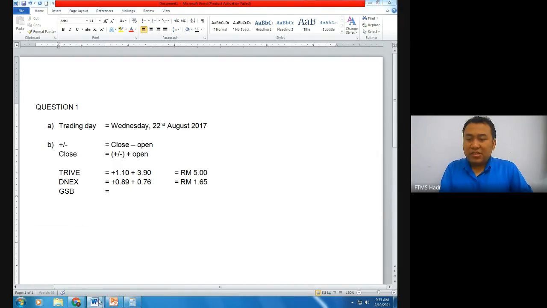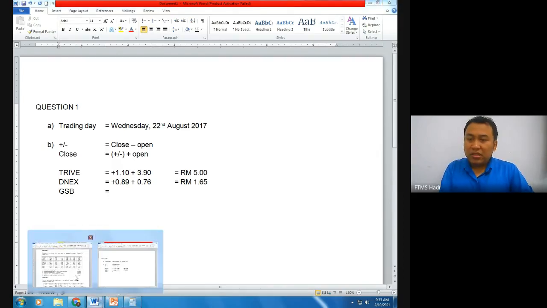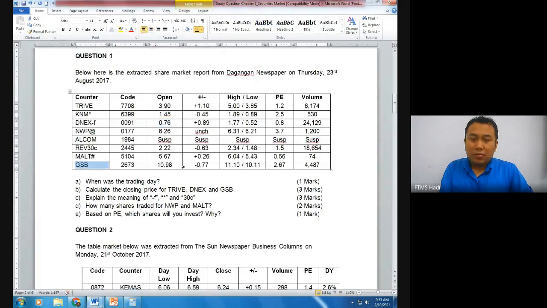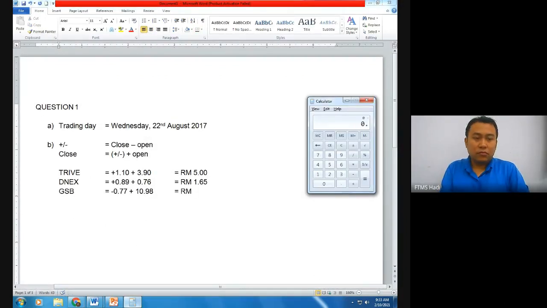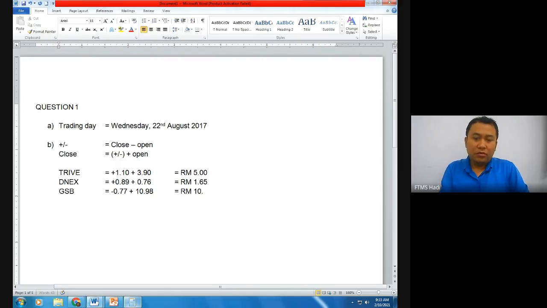Alright, the third part, GSB. You see where is the GSB down there? GSB plus minus, this is negative 0.77, plus with 10.98. So press the calculator. Negative 0.77 plus 10.98, get the answer of 10.21. So this is how you answer question B to find closing price.